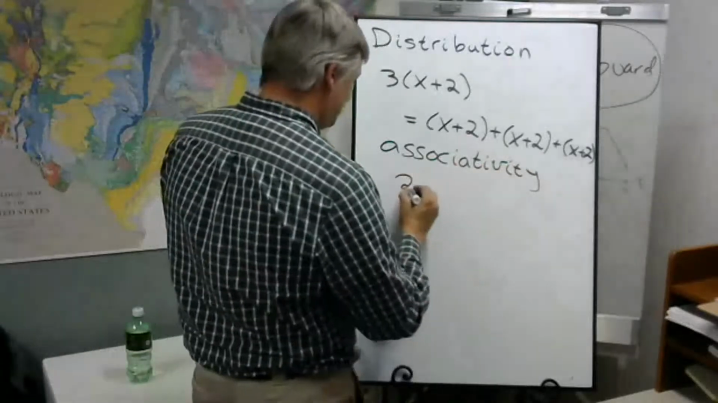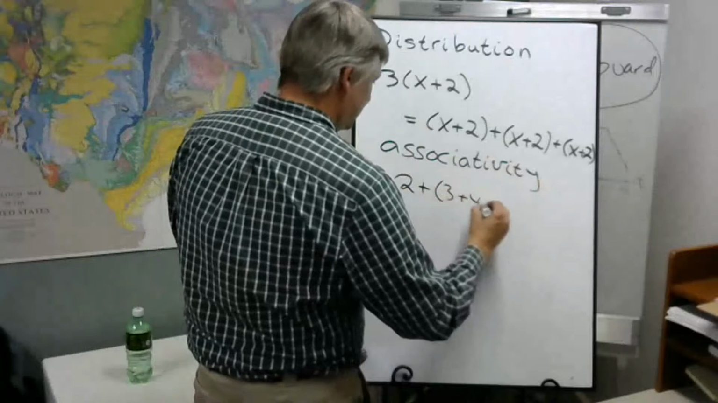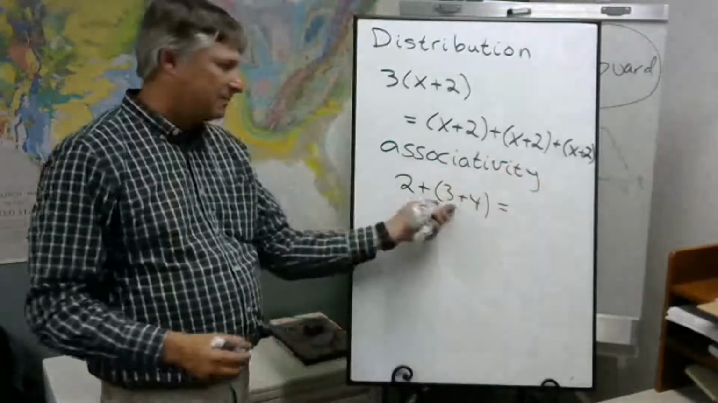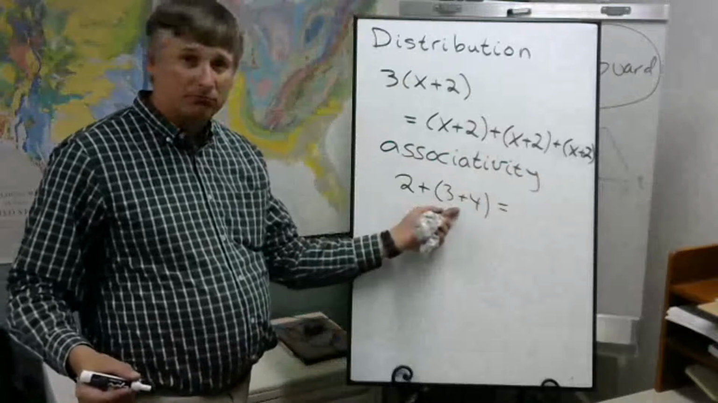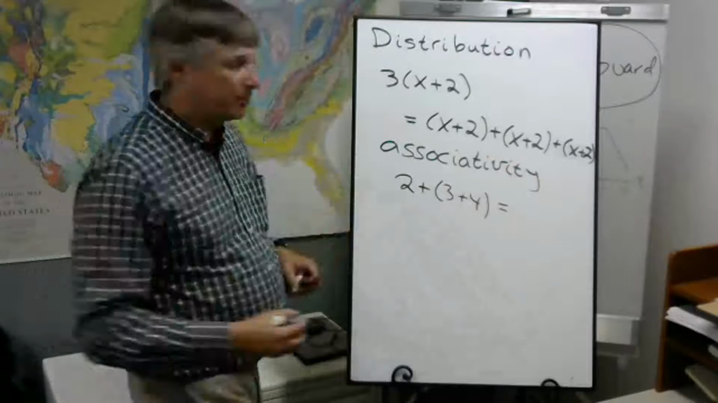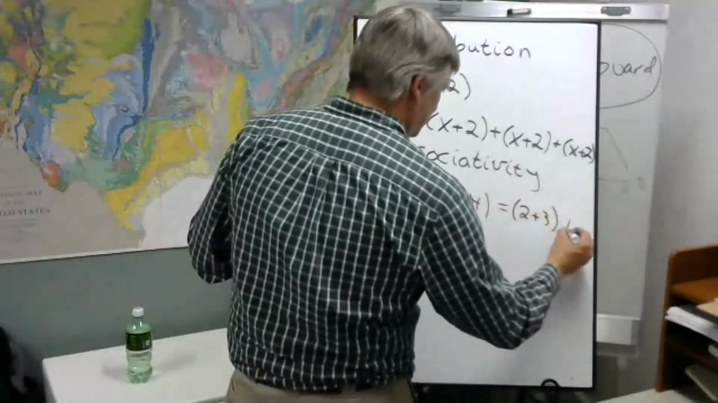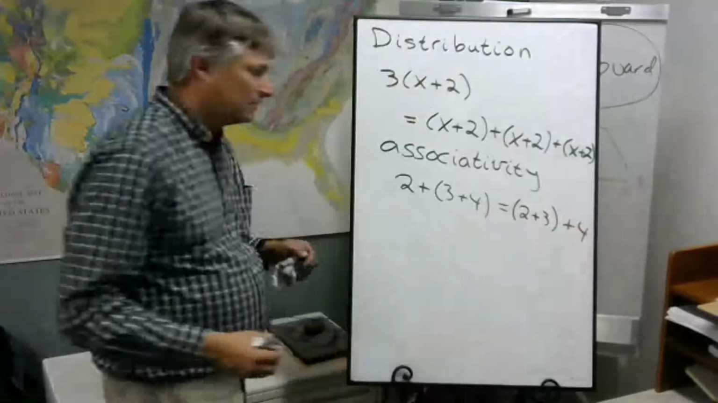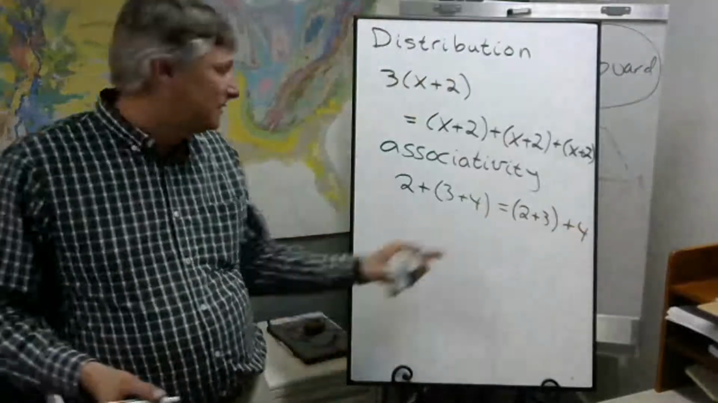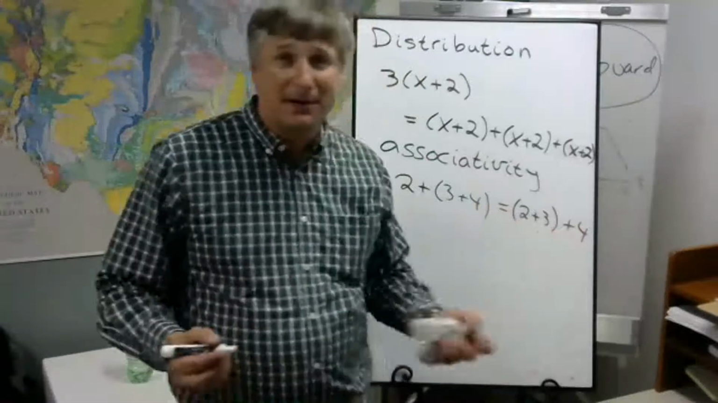So 2 plus 3 plus 4. Add these two first, you'll get 7. 7 plus 2 is 9. But if you move the parentheses, 2 plus 3 plus 4, you're going to get the same answer. 2 plus 3 is 5, plus 4 is 9.